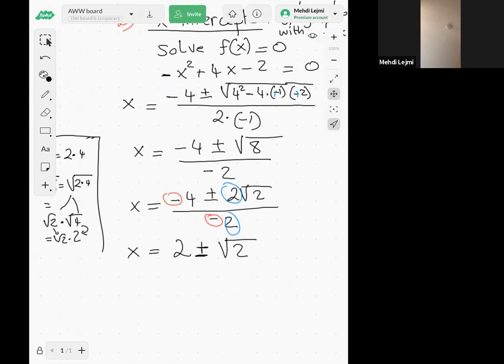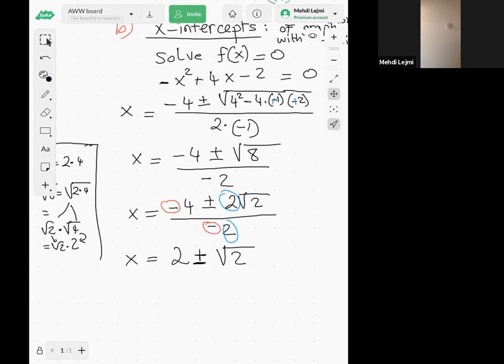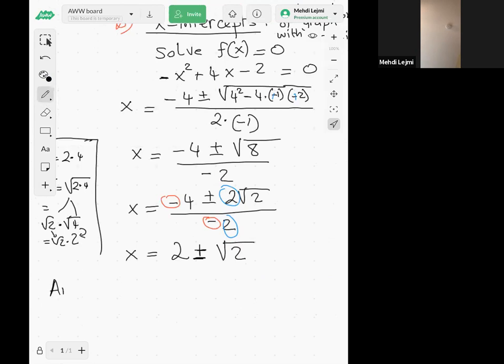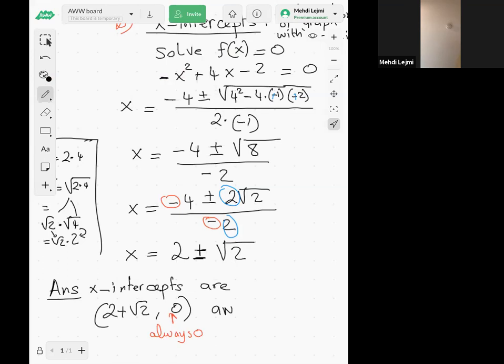So the answer here: we have 2 x-intercepts. The first solution is 2 plus square root of 2, 0. Your answer should be in points notation. Your y is always 0 on the x-intercept, always 0. And of course, the second solution is 2 minus square root of 2, and 0. The y is always 0. Okay, so those are the x-intercepts.